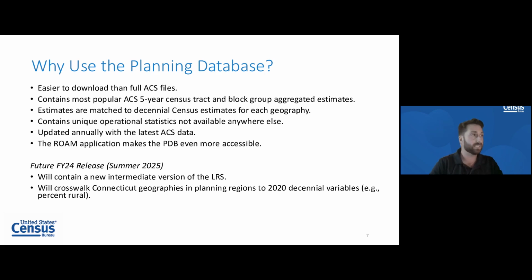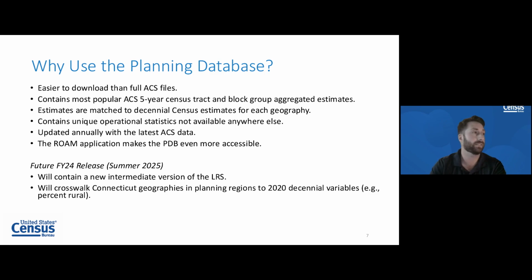Contains unique operational statistics, as mentioned. We update this every year with the latest ACS data. And then we also will be using the ROAM application, which is currently online, but it hasn't been updated for a while because there hasn't been a new vintage of the low response score in a while. But this application does make it very easy to use the planning database and to look at the variables on there, because we have hundreds of variables on these files. So the interactive tool known as ROAM, which I'll talk about a little later, will be very helpful, and it makes it a lot more accessible for those that just want to know, what is the low response score for the area? What are some of the characteristics using some of the popular variables on the planning database? It's all there for you.